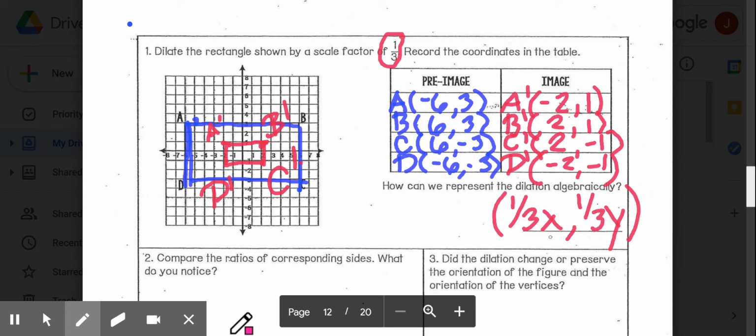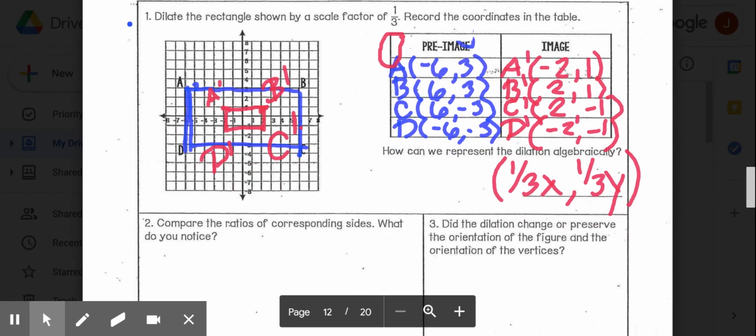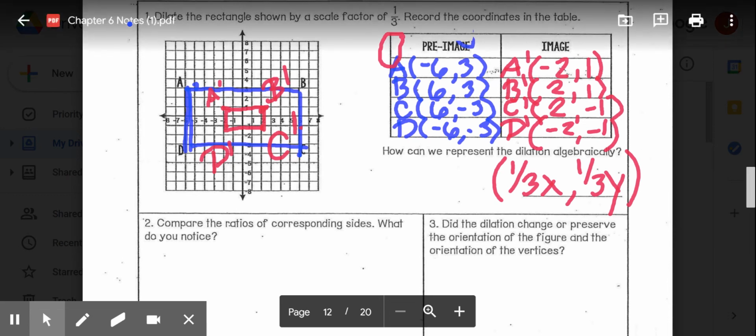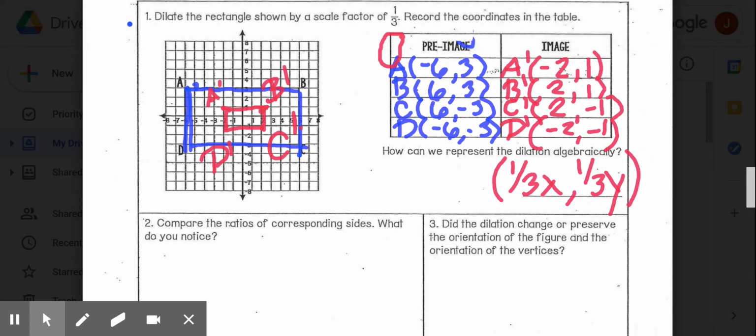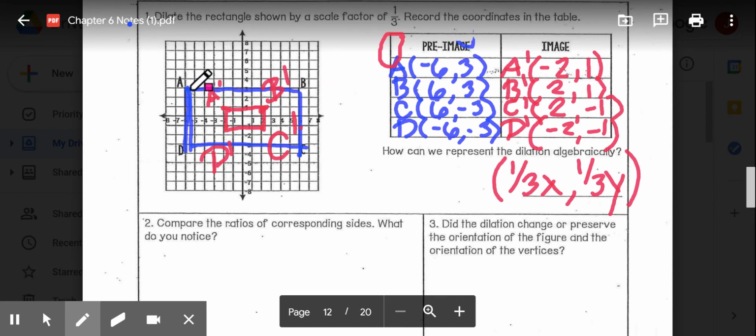It asks us some follow-up questions below, and the first one is asking us to compare the ratios of corresponding sides. What do you notice? Corresponding sides really mean we're comparing side AB to side A prime, B prime. So let's compare that. If we look at side AB in the original figure, this is 1, 2, 3, 4, 5, 6, 7, 8, 9, 10, 11, 12 units long. So side AB is 12 units long.